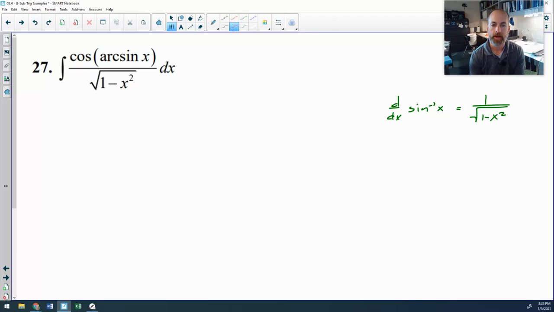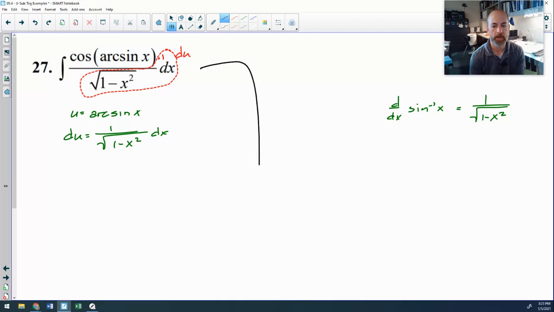And I kind of see that in the problem. I have over root 1 minus x squared dx. That's the derivative of arc sine x. So I'm going to choose that arc sine x as my u. The derivative of arc sine x is 1 over root 1 minus x squared dx. And I'm looking at my problem and I want to see that, and I do, because I have my 1 over root 1 minus x squared right here, and the dx is going to come along with it. There is my du. So now I'm ready to substitute.